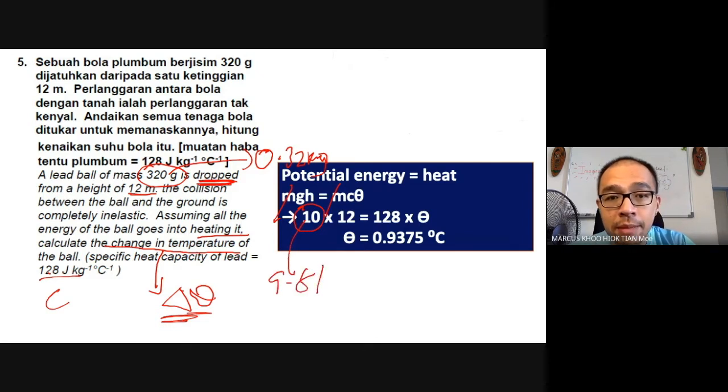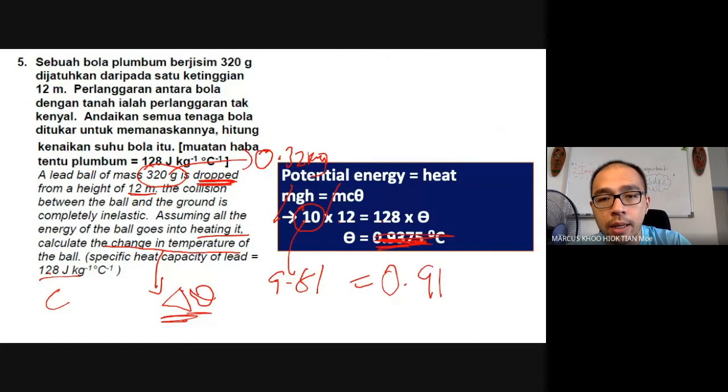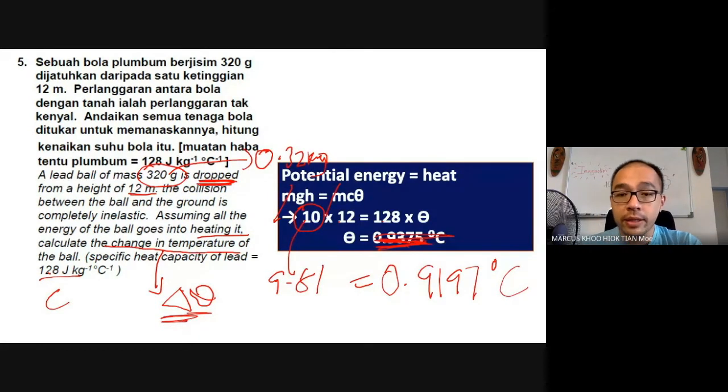So take some time and calculate this, please. 9.81 times 12 equals 128 times theta. What should this answer be? 0.9196675. Okay, 0.9197 degrees Celsius.